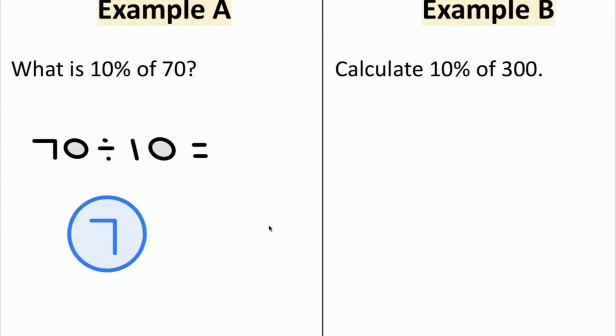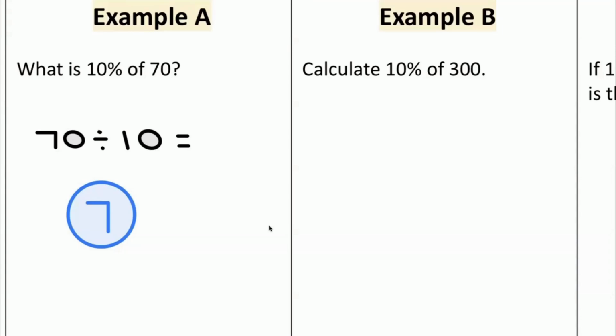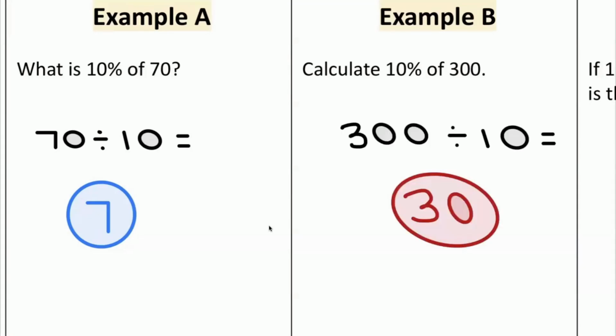Now I want you to go ahead and try example B on your own. Pause the video, come back when you're ready to check your work. For example B, we'll do the same thing. We'll take 300, our whole, and divide it by 10, and we get 30.